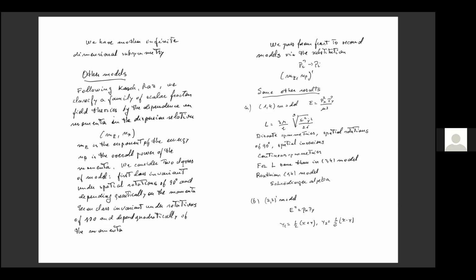And inside here, we have two classes of models that we can consider. The ones that are invariant under 90 degree rotations and are quartic in the momenta, or there is a second class where they are invariant under rotations of 180 degrees, and they depend quadratically on the spatial momenta. And one can pass from one to the other simply by thinking that this pi squared goes to pi. Okay, I am referring to this work of Karch and Raz that we did in our paper.